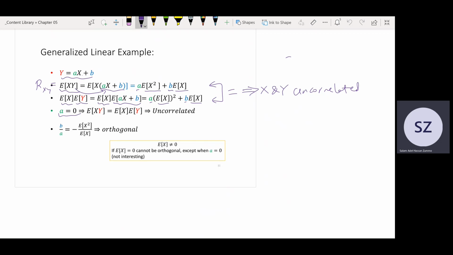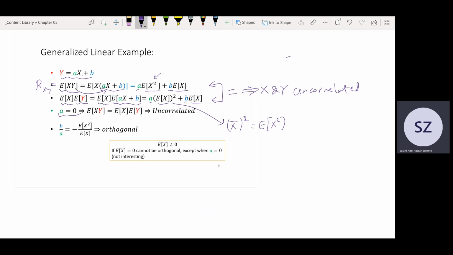If this equals this... no, but this, I mean... the coefficient, what is it? Do you mean this equals this? No, this is expected value of x square, this is expected value of x, whole square. So basically you are saying if this equals expected value of x squared, right? They are uncorrelated.